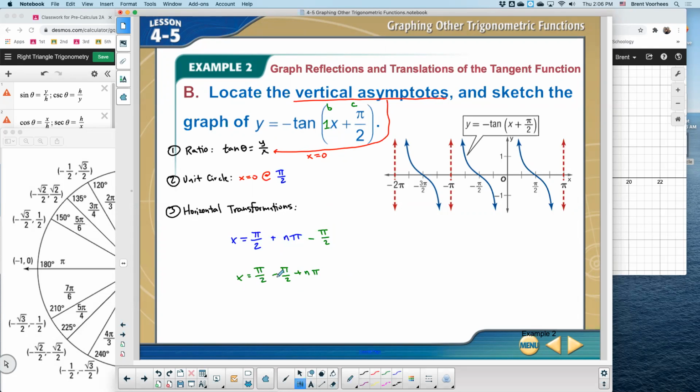What can you tell me about pi over 2 minus pi over 2? I was going to say they cancel. They cancel. So it's just 0 plus n pi. Or you could even simplify that and just say x equals n pi. And throw on the n element of the integers. That means n is an integer. That would be my solution there.